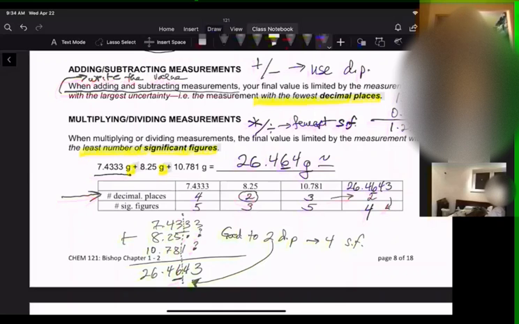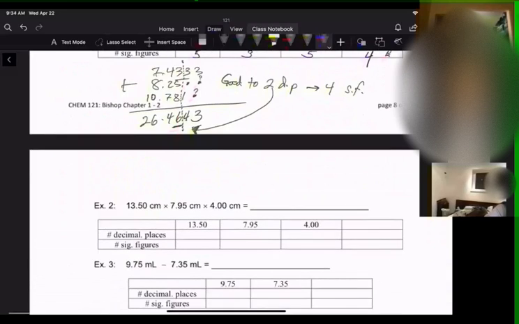And I like to show that with the wavy equals. And then my answer would be 26.4. Okay, does that make sense? We'll go on to the next one.